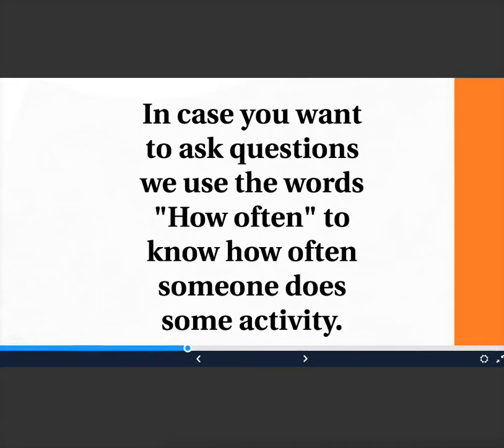This is something important, because we can also use frequency adverbs when we are going to make questions. And of course, if you have this kind of question, you should answer with a frequency adverb. Si tienen una pregunta de este estilo, lo ideal sería que contesten con un frequency adverb. So, for example, let's read it. Juan, can you please help me reading this slide? Yes. In case you want to ask questions, we use the words how often to know how often someone does some activity. Thank you. Someone does an activity.